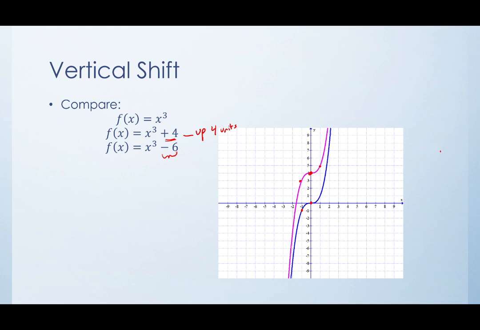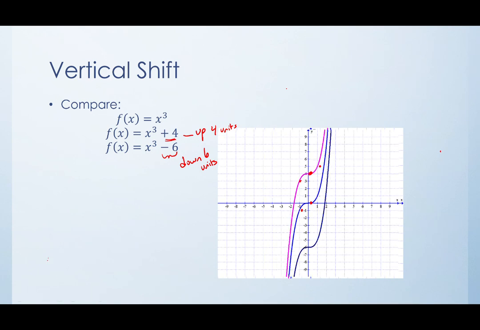This one, of course, f of x equals x cubed minus 6 is going to move us down 6 units. So we're back to the original function, the blue one, and we can see, oh yeah, every point has moved down 6 units. And so this point up here that was at 2, 8 is now at 2, 2. Right, that's all that's going on here.